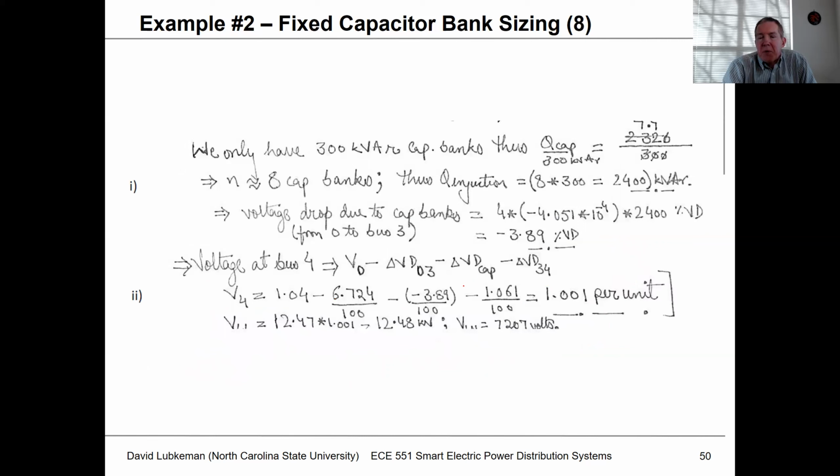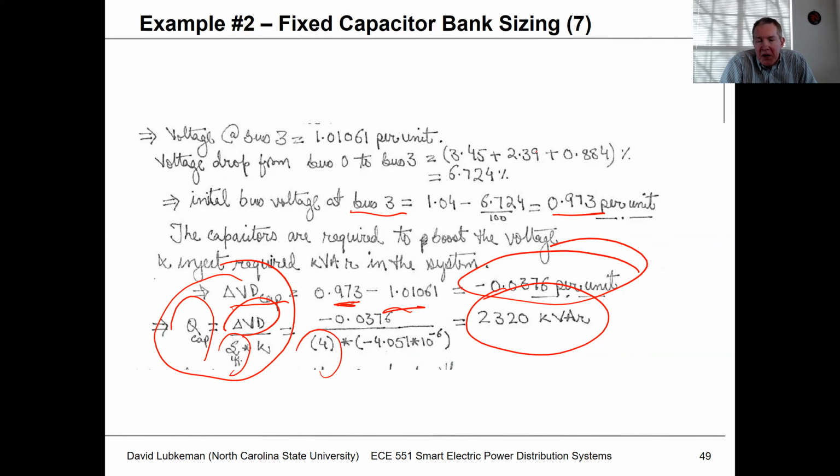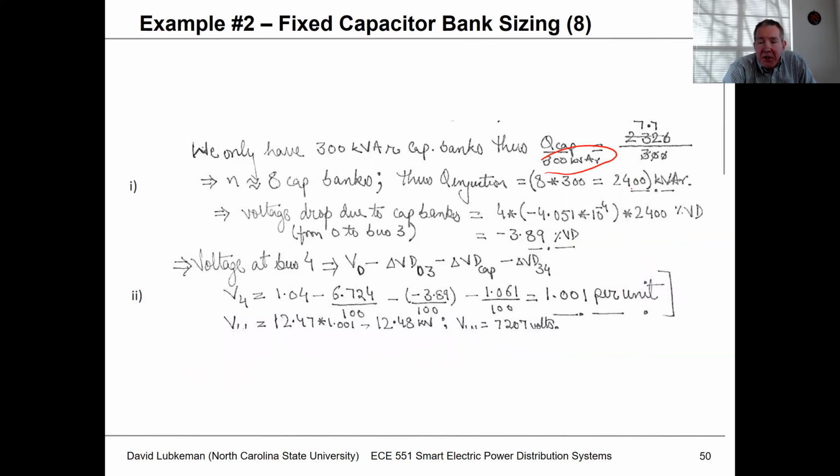Now, we know that capacitors are typically in fixed size increments. And so what I would need to do is round that off to the next higher kbar because I want to make sure I hit my targets. So if 300 is the increment, I go from 2320 up to the next integer size combination, which is 2400 kbar. And then if I plug back into the voltage boost calculation, I see I'm actually getting minus 3.89% drop change.